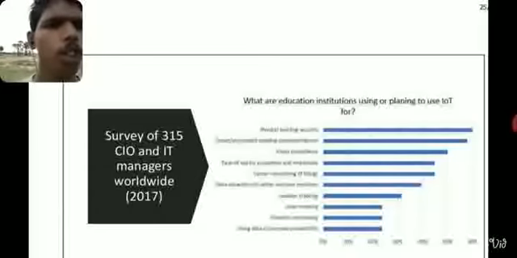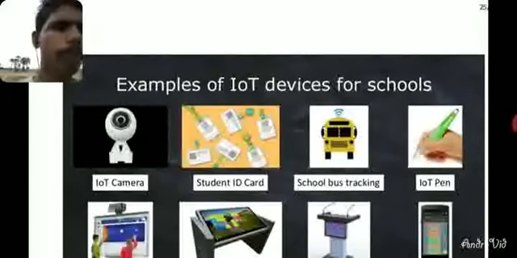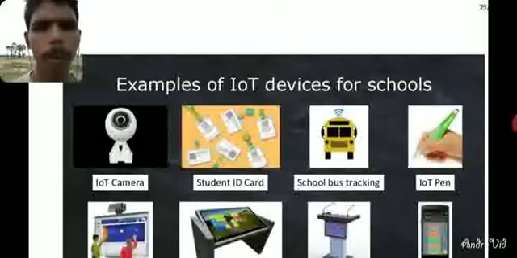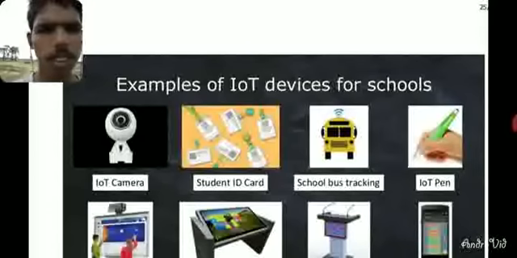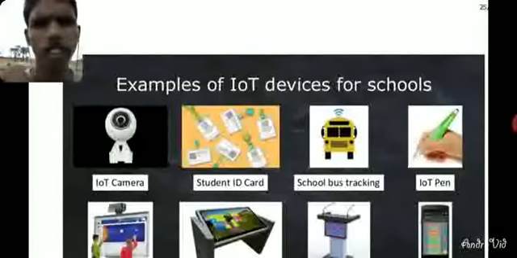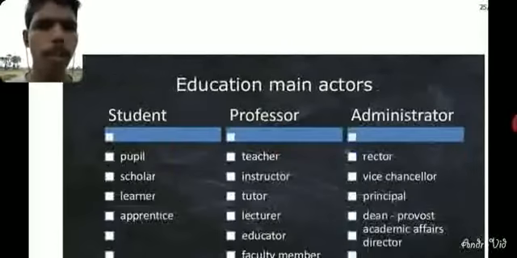So, what are education institutions using or planning to use IoT for? These are the primary reasons people will use it. One is security, and the second is smart building implementation, video surveillance, sensor monitoring of things, and weather monitoring, everything through IoT. So in schools, people will use IoT cameras where people can be recognized, and student ID cards, we can put a sensor there and track the data. And school bus tracking, and the IoT pen, where when we write on paper it will directly record, and we can directly access it on the laptop.